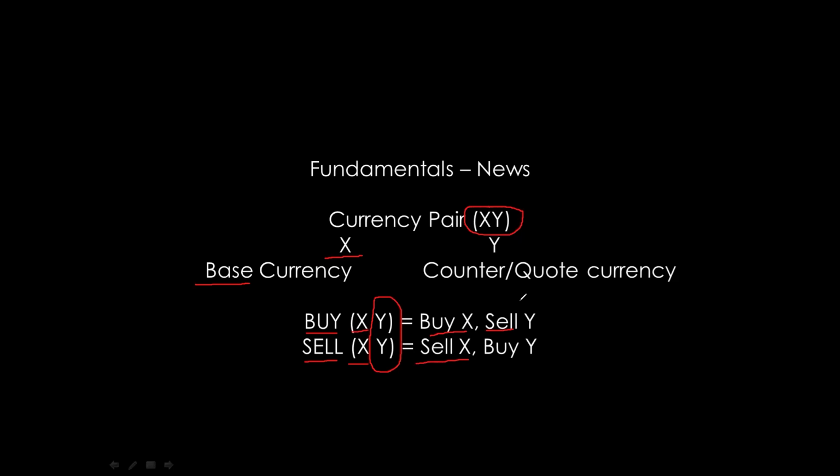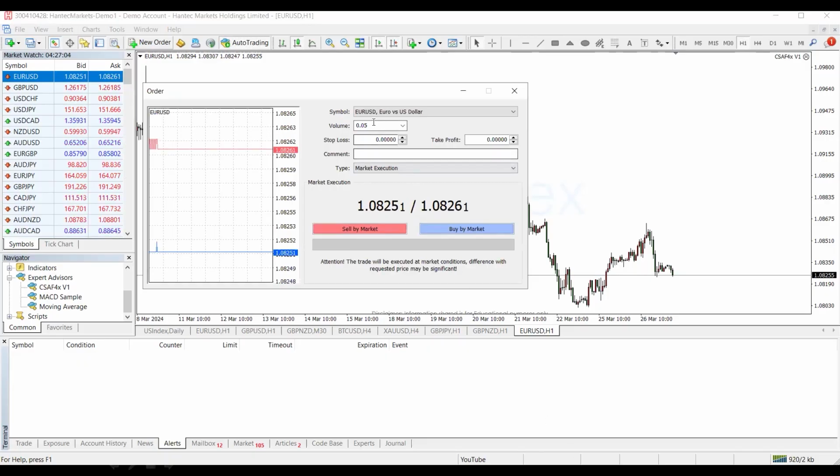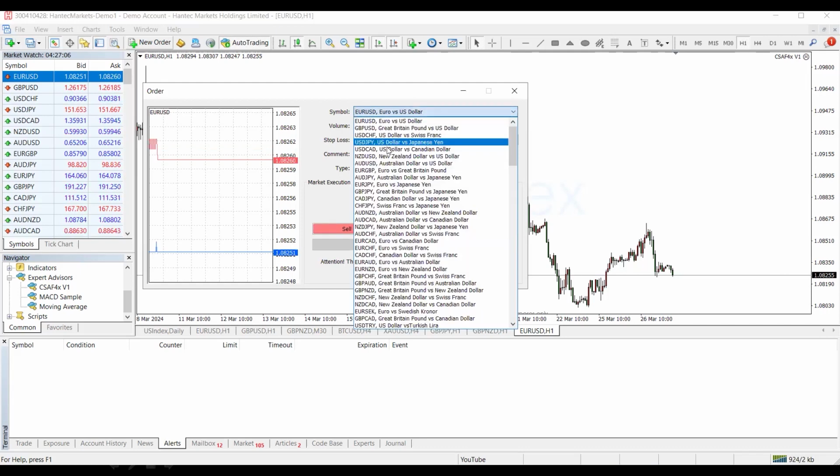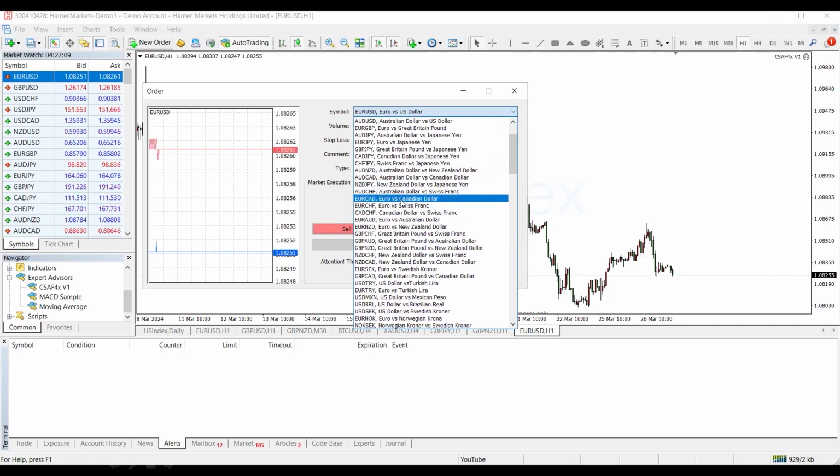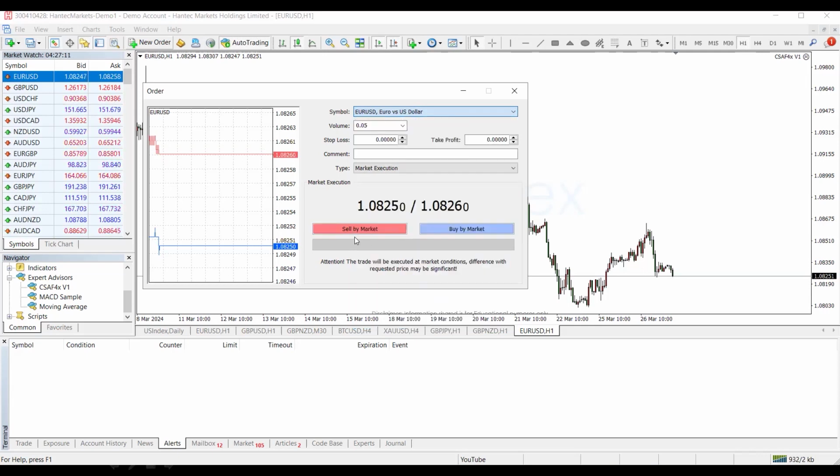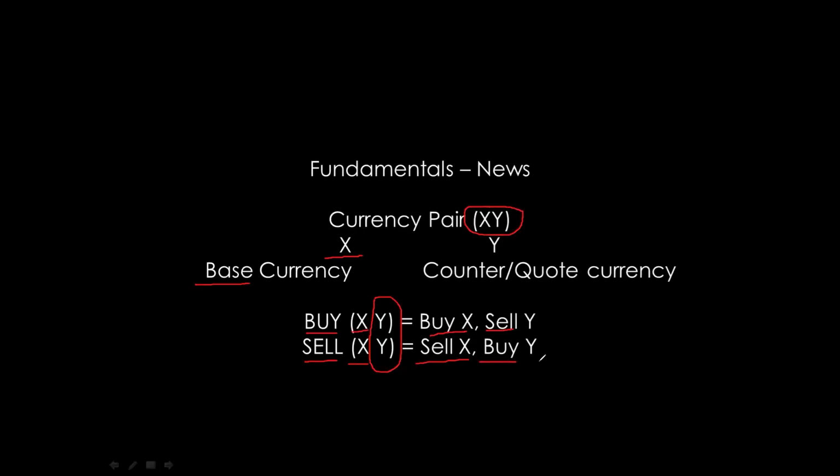And that's why in some platforms, you would always see it written as X versus Y, which means Euro versus USD or USD versus Swiss francs, and so on. I'm sure you get the gist of it. So you're going to be doing the opposite to the second one. You could pause this video, go over to your platform, your MetaTrader 4 or MetaTrader 5 or whatever trading platform you're using, and have a look at it. It would make so much sense.